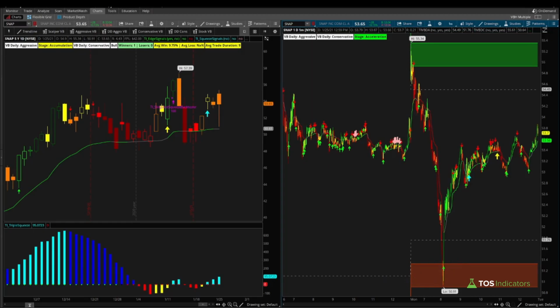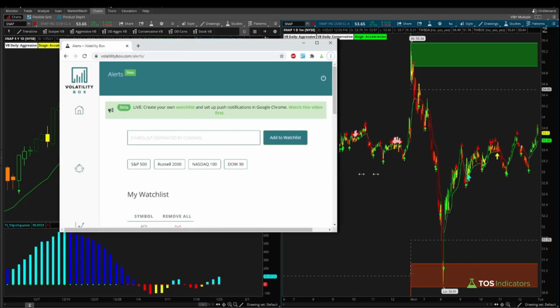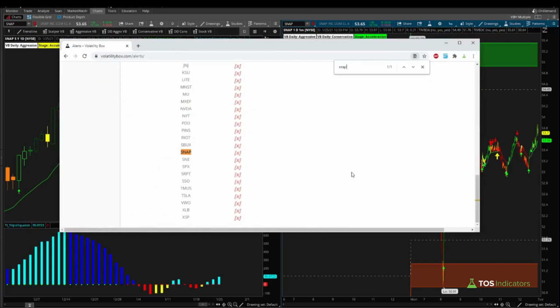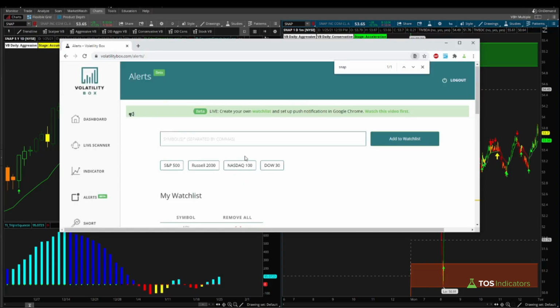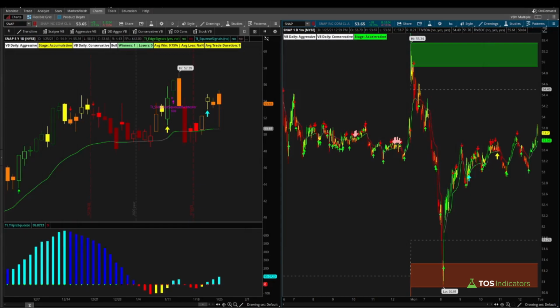So if you had that in your alerts tab right here, the watch list, so Snapchat, for example, is in my watch list right here, then you received a notification whenever Snapchat appeared on the live scanner. That's to say it's now breached our volatility box zones. You know that you have an opportunity to buy Snapchat at a discount.